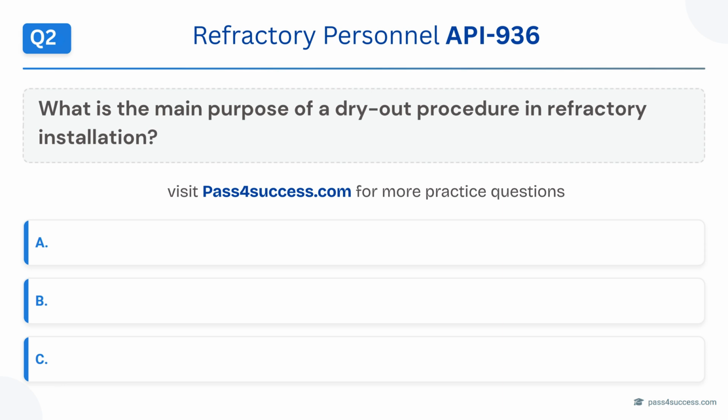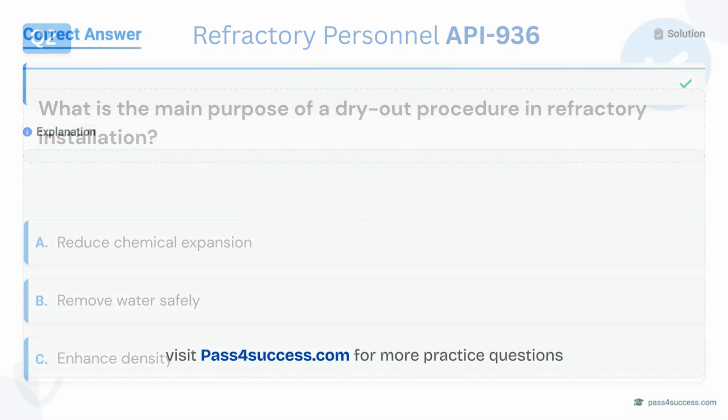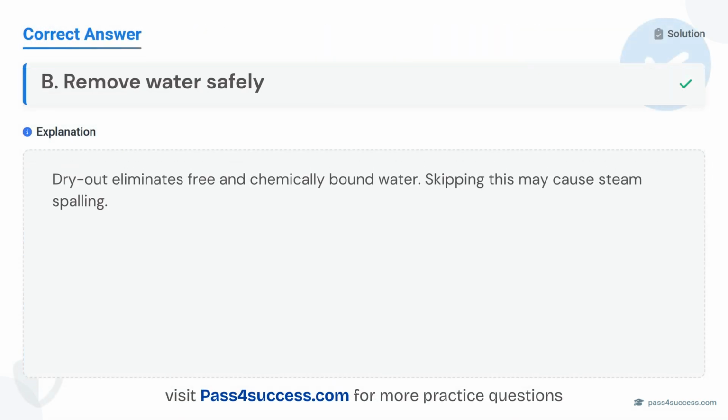Let's break this down. What is the main purpose of a dry-out procedure in refractory installation? A. Reduce chemical expansion. B. Remove water safely. C. Enhance density. Correct answer is B. Remove water safely. Dry-out eliminates free and chemically bound water. Skipping this may cause steam spalling.